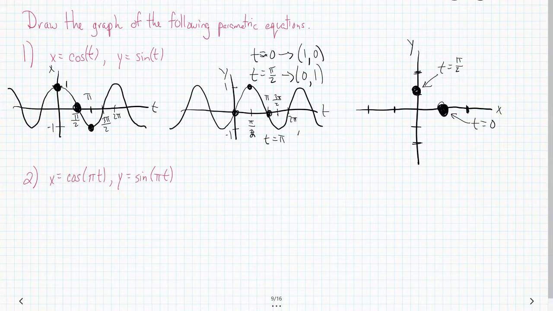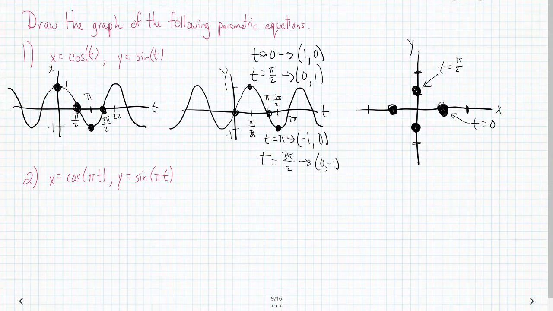T equals pi gives us what? Well, it would give us -1 for the x value and 0 for the y. And that's going to put this point on the graph. And then when you get t equals 3 pi over 2, you're going to get 0, -1. Right? And you can check that out. That's not too bad. There's our y value, there's our x value, and so we'd get this point on the graph. And notice what's happening.